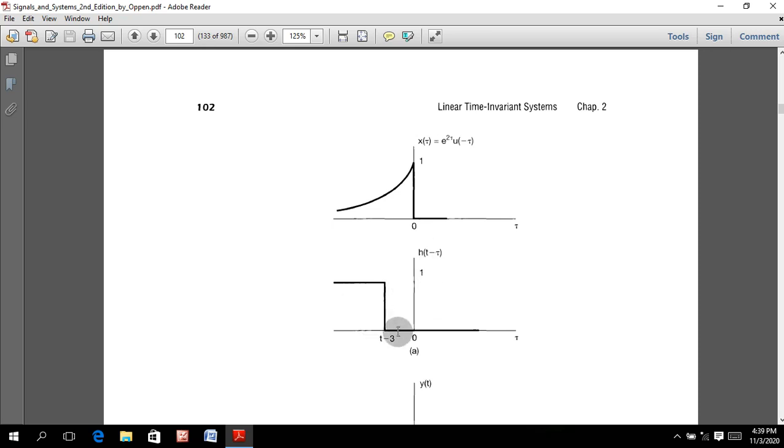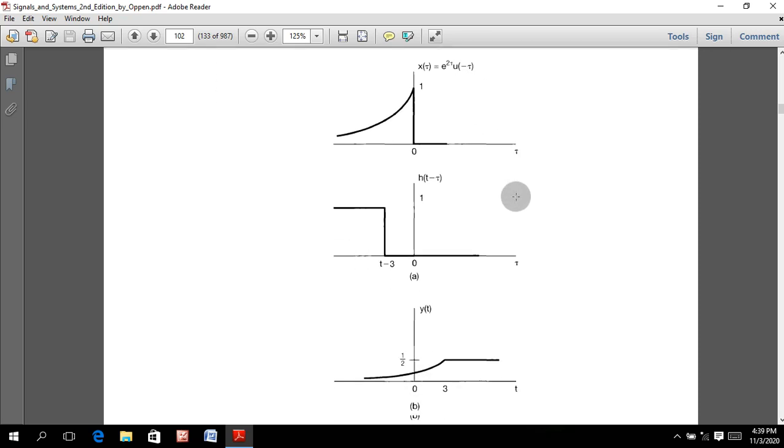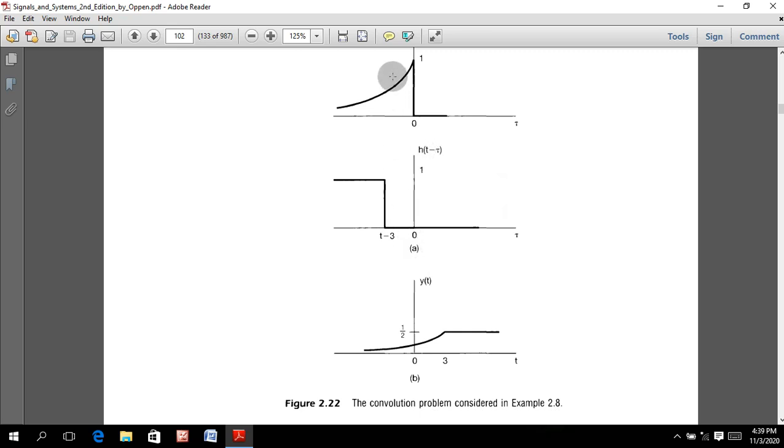So at t equal to 0, this signal has started from t equal to minus 3, and the signal will be in this range. This is the impulse response, and this is the input signal. We have already got all the resources that we require to perform the convolution operation. Now when we multiply this and this, we will find this specific output.